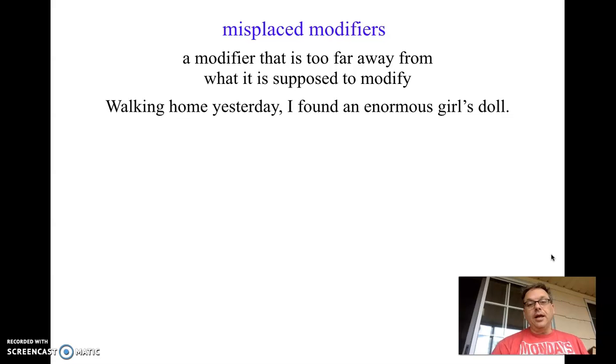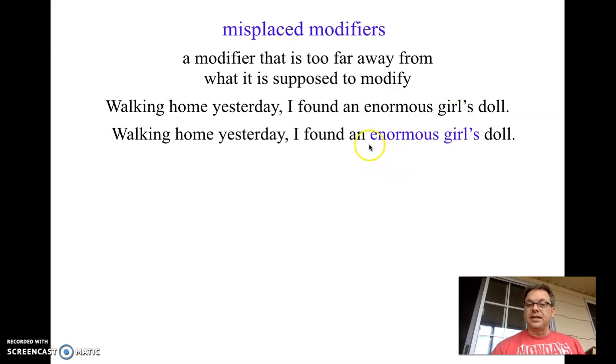Walking home yesterday, I found an enormous girl's doll. So for this one, we have no problem here. This just tells us about the subject, and that it happened yesterday, walking home yesterday. This one, the problem is here, with the other two modifiers. If you look in the sentence, enormous and girl's.